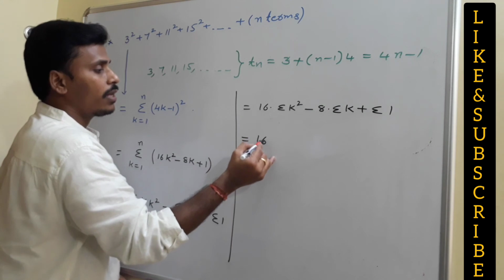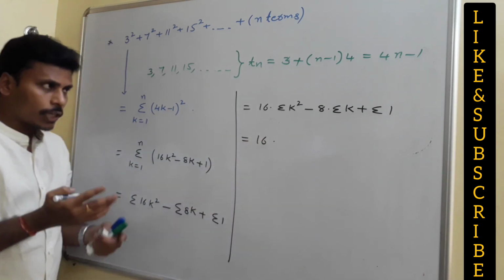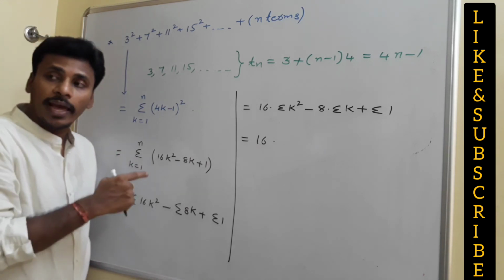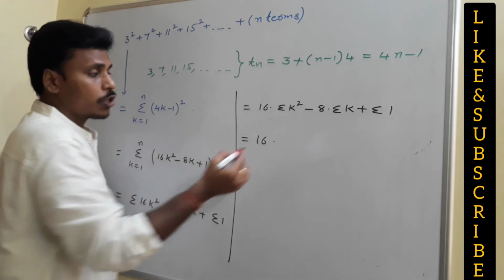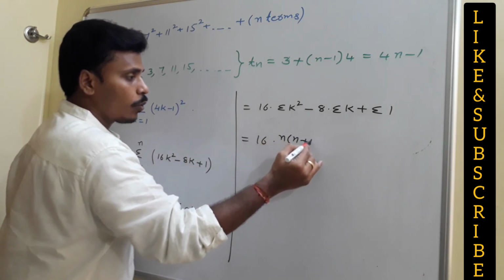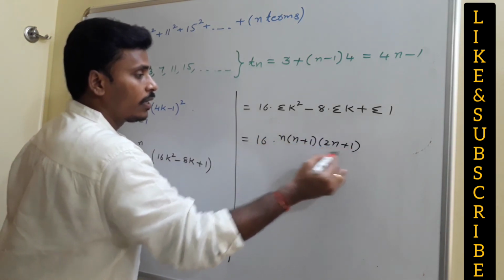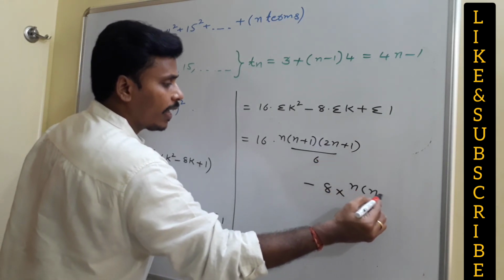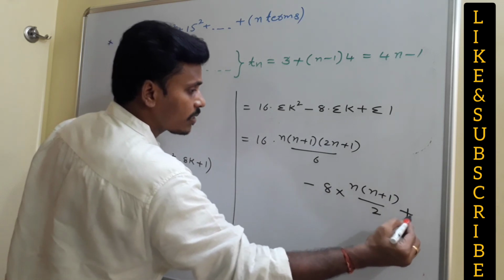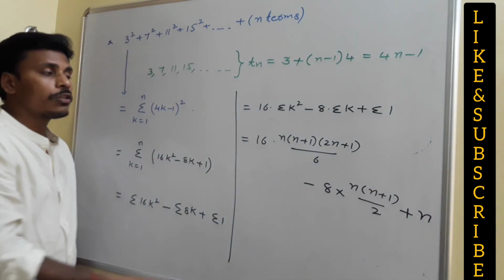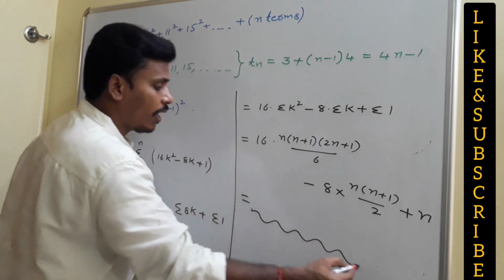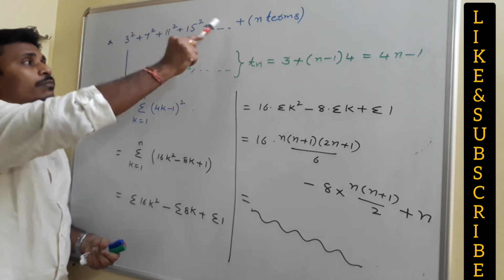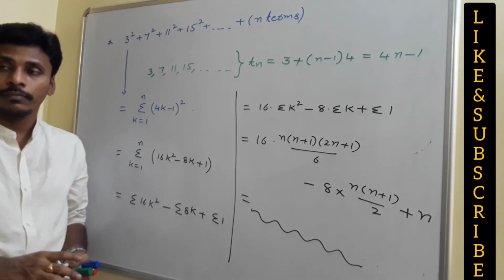Now we have different formulas. For sigma k square, where k is running over 1 to n, you need to apply the sum of the squares of the first n naturals, n into n plus 1 into 2n plus 1 by 6, minus 8 times sigma k, which is n into n plus 1 by 2, plus sigma 1 is n. Now if you simplify this, you will get a result in terms of n. That summation in terms of n represents the sum of n terms of this particular sequence.